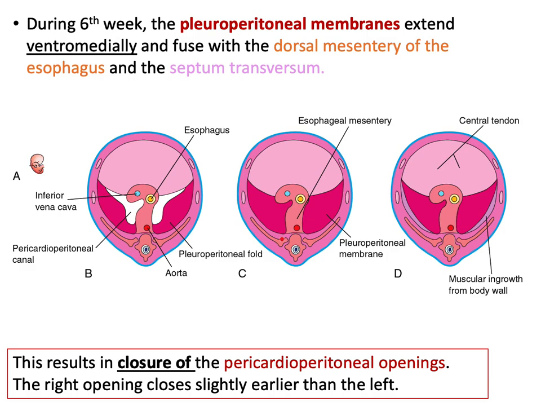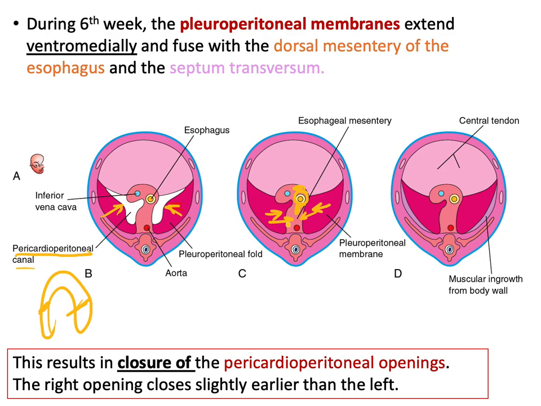Now during the sixth week, these membranes start to extend ventromedially, anteriorly and medially. Let me use this color. So in order to close the pericardioperitoneal canal, you see the U shape, so it should be closed, right? Until they get this view and fuse with, if this is the esophagus, you know, there's a ventral mesenchyme and posterior mesenchyme or mesentery. So the pleuroperitoneal membrane will fuse with the dorsal or the posterior mesentery of the esophagus, right?